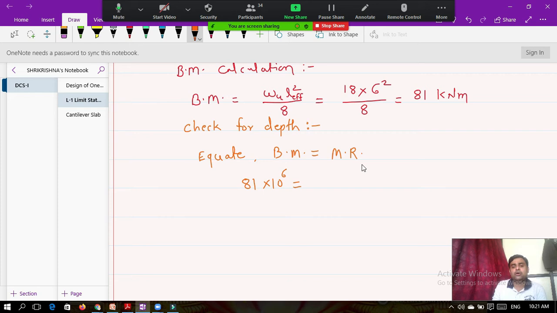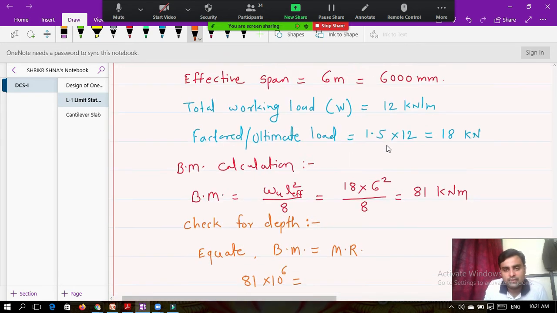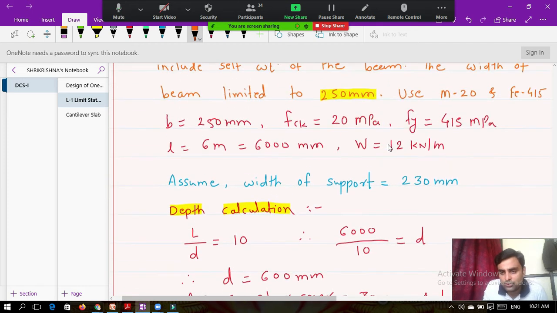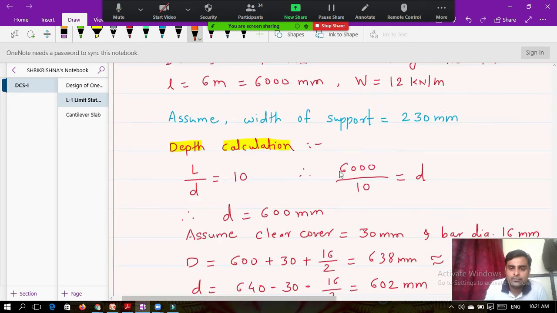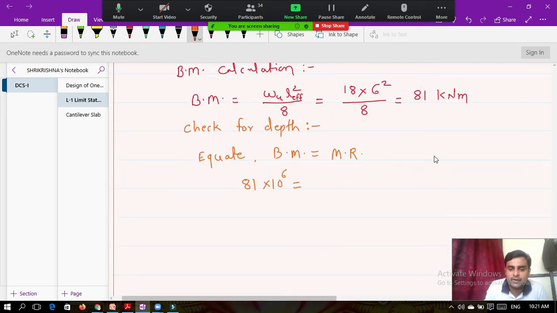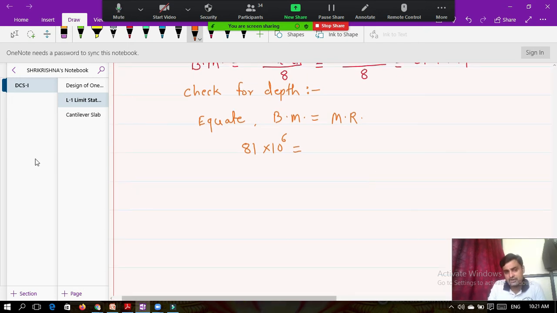And what is the value of MR now? Let me know what is the grade of steel. The value of MR, the coefficient is depending upon the grade of steel. So what is our grade of steel now? I have to see upward. So it is 415. So if the grade of steel is 415, what is the coefficient for moment of resistance? What should we take? 0.149, 0.138 or 0.133?